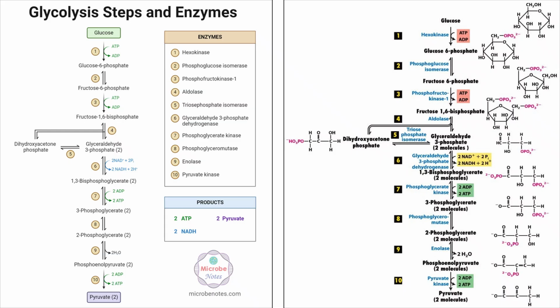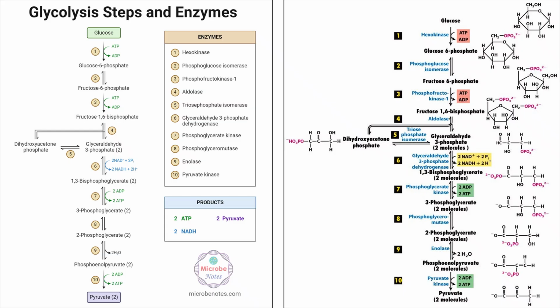In step 4, the 6-carbon fructose 1,6-bisphosphate is split by aldolase into two 3-carbon molecules, glyceraldehyde 3-phosphate and dihydroxyacetone phosphate. In step 5, DHAP is converted into another molecule of glyceraldehyde 3-phosphate. At this point, two molecules of G3P are available. The first 5 steps constitute the energy investment phase, during which two ATP molecules are consumed. The next 5 steps form the energy payoff phase.